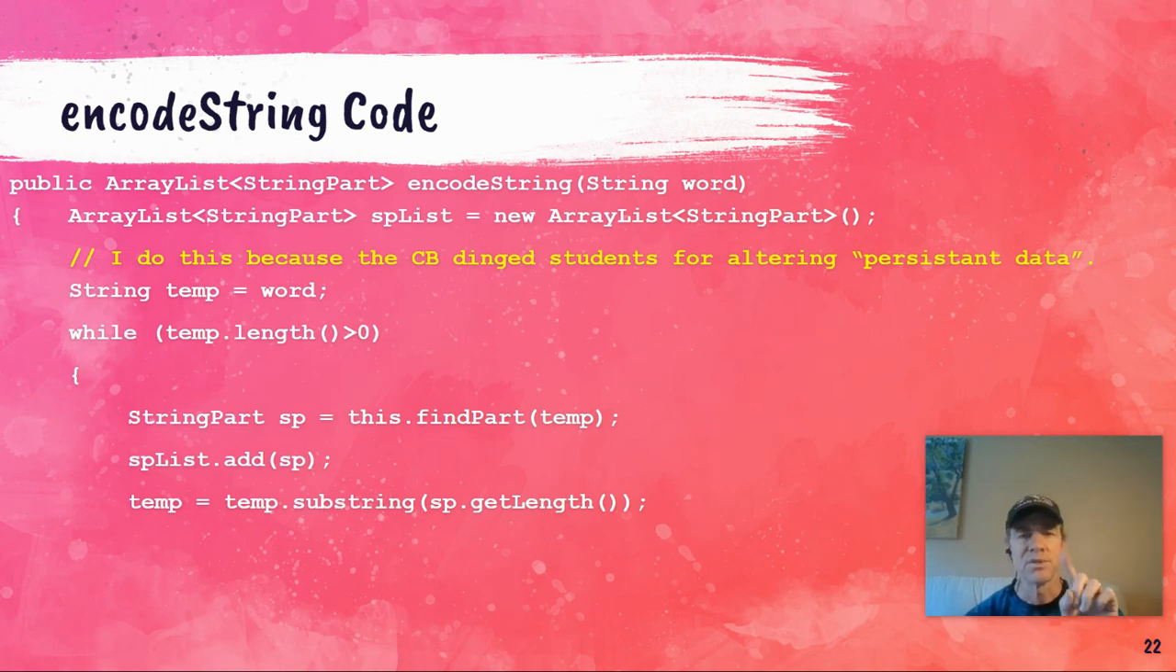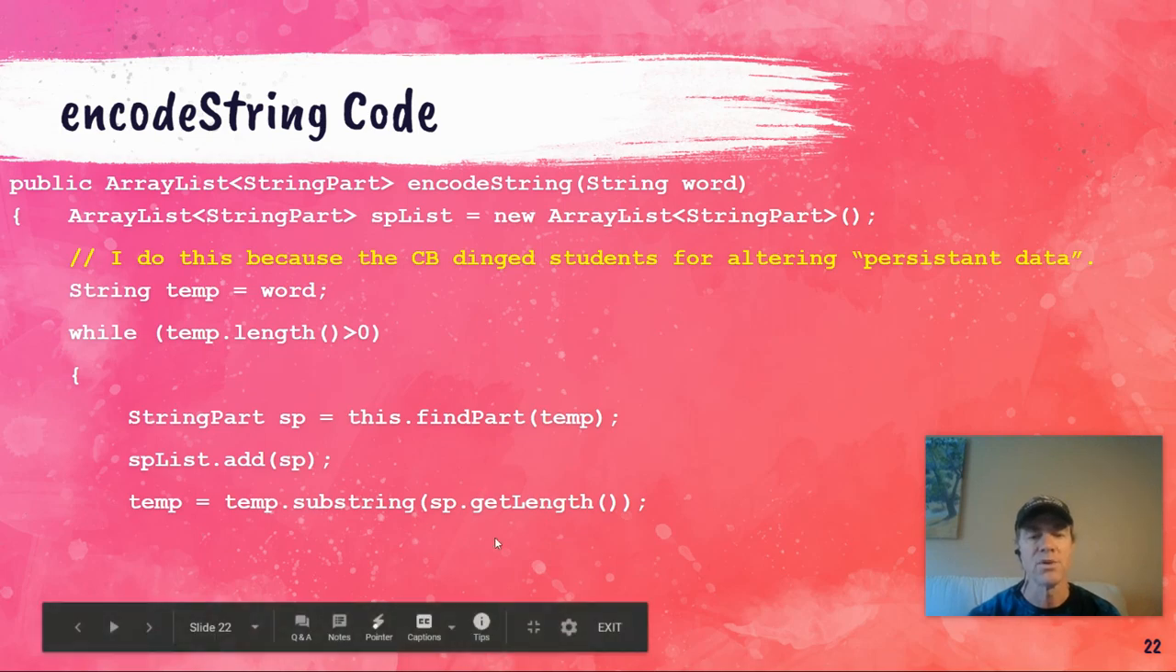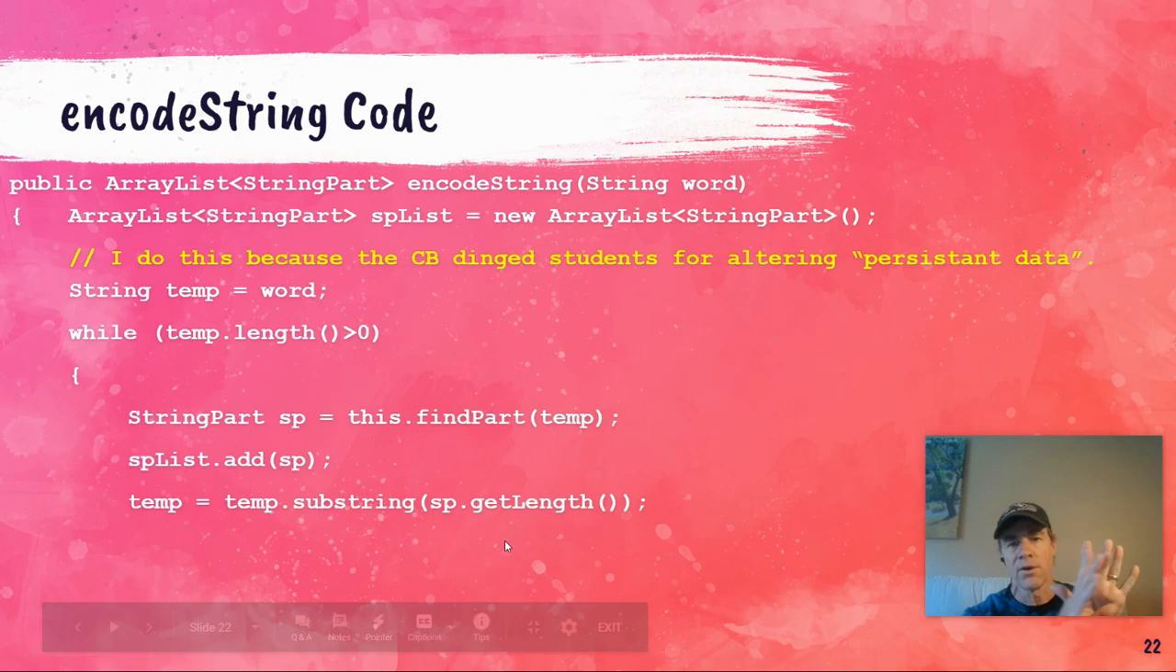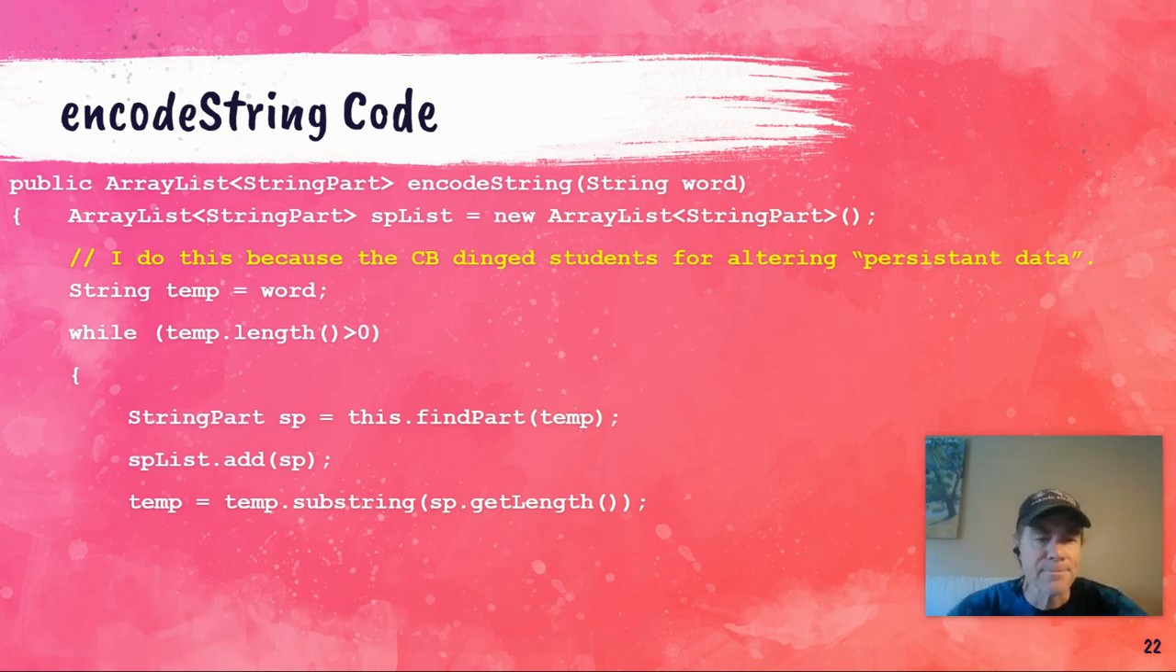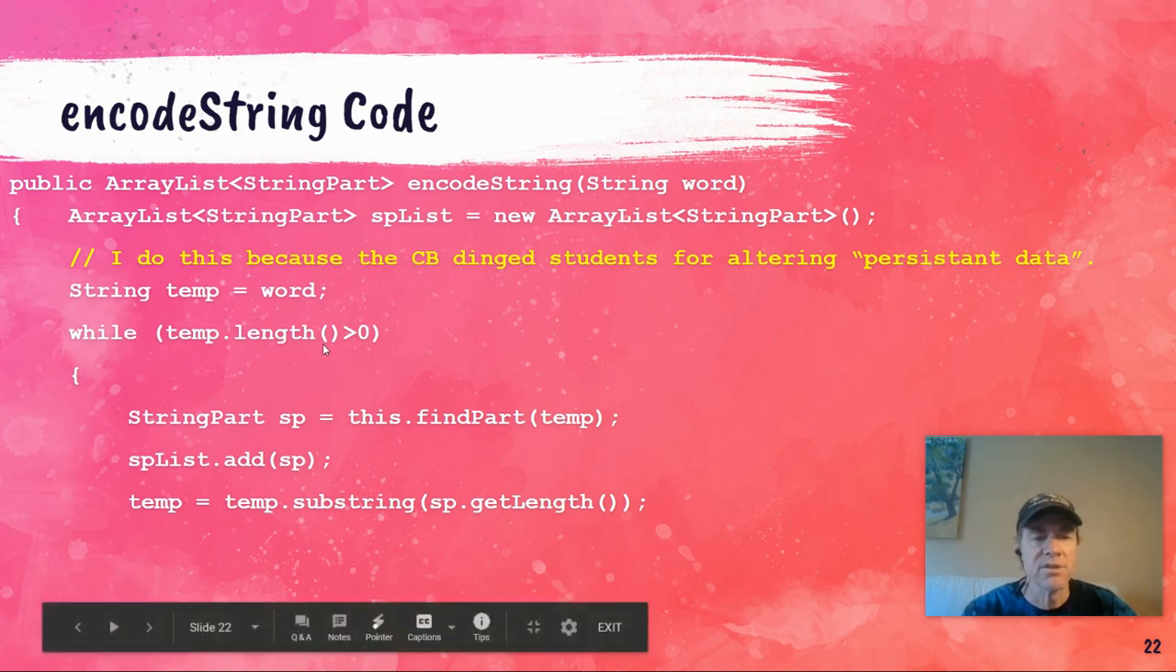So that looks good. That should be the end of my while loop. When I'm done with my while loop, temp is down to 0. Everything has been added to SP list. So all I've got to do at this point is return the list. And that's it.